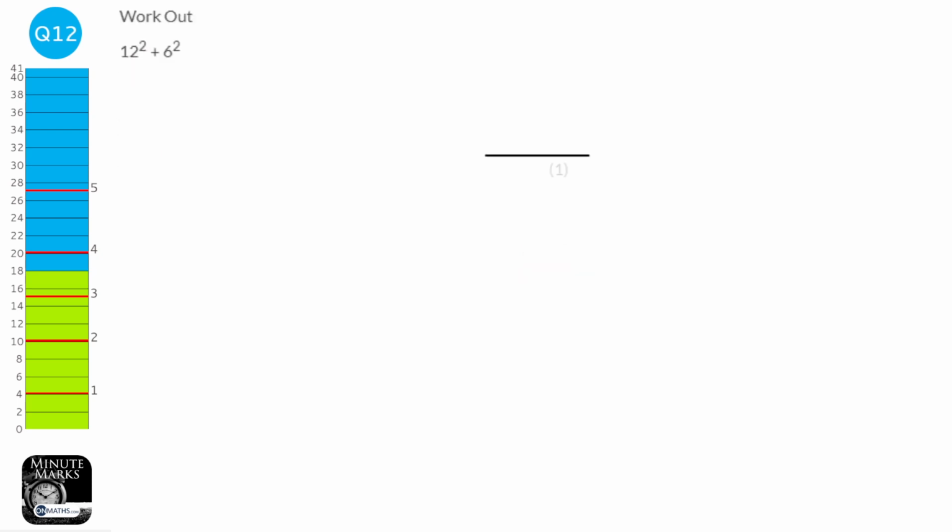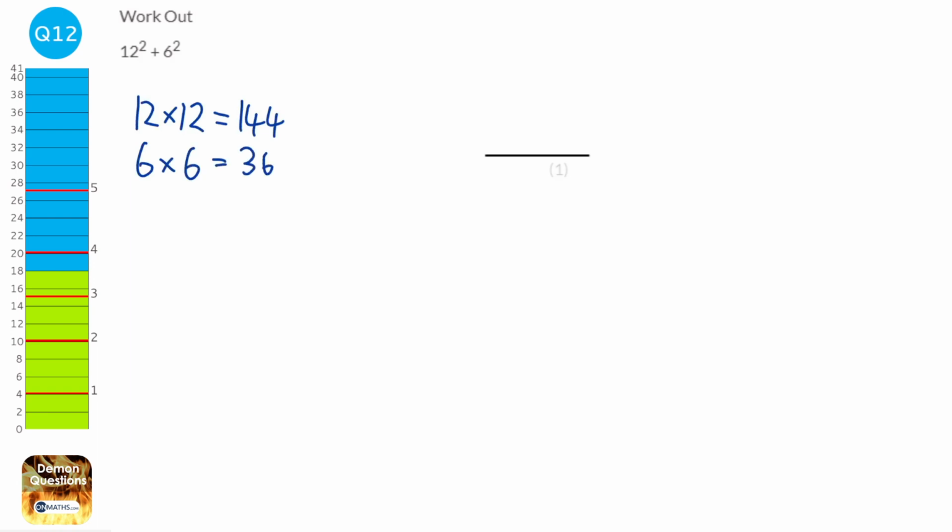BIDMAS tells us we need to do the indices first, and then we do the adding. So we go to the indices. 12 squared means 12 times 12, and that would be 144. 6 squared means 6 times 6, which is 36. So we're going to do 144, the 12 squared, plus the 6 squared, so plus the 36. And that will be 180.